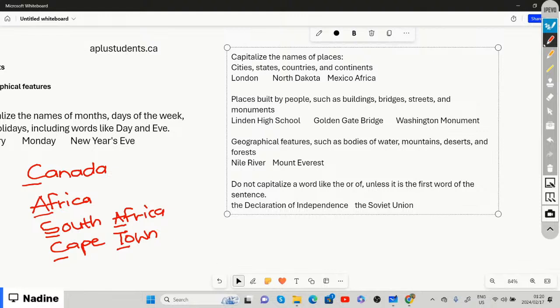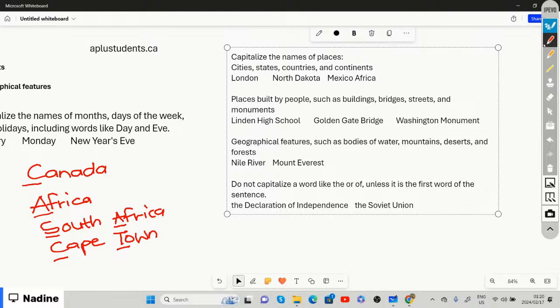Like we don't say state, but we will say our province. And that all needs to be capitalized. We capitalize the names of places. We even capitalize places that are built by people. We capitalize buildings, monuments, bridges, streets, right? That is what you need to capitalize. You capitalize rivers, right? Mountains, deserts, and forests. You capitalize that.